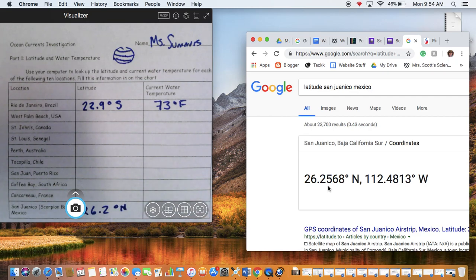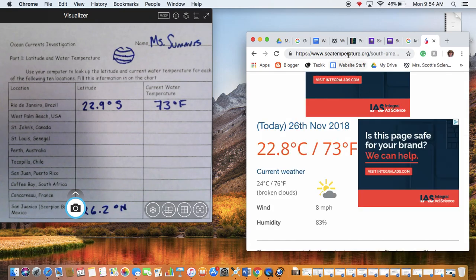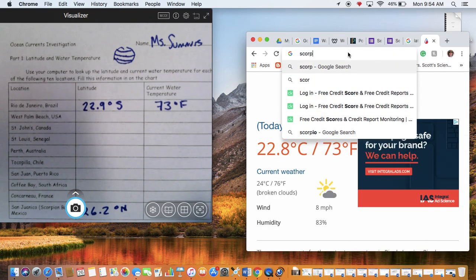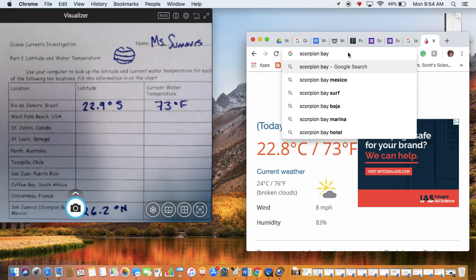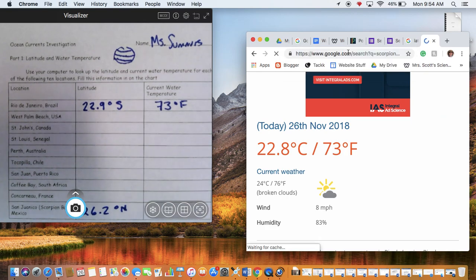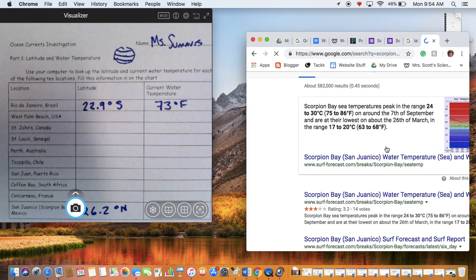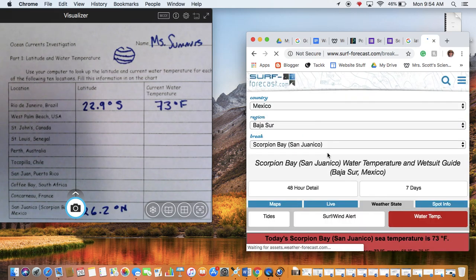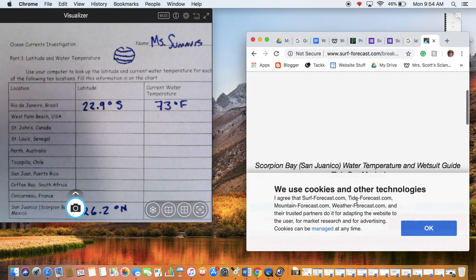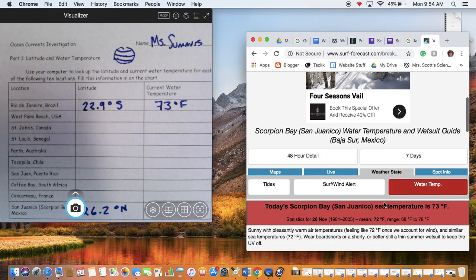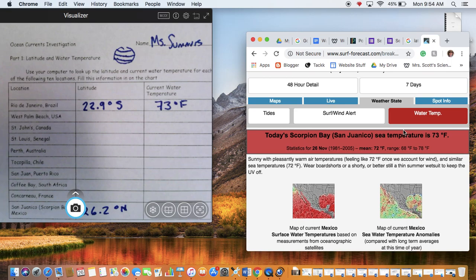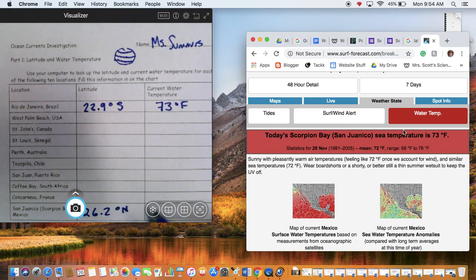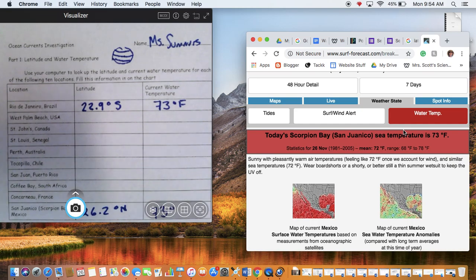San Juanico is the only one where you have trouble finding the water temperature. So instead of using this website, you'll just Google Scorpion Bay water temperature, and you will have to use one of the surfing websites. So if I look here under surf forecast, usually that's pretty good. Oh, look. Oh, yeah. Okay, we got it. Technology, that's fun. Today, Scorpion Bay, San Juanico sea temperature is also 73 degrees Fahrenheit. That's pretty cool. I wonder if that's a coincidence.